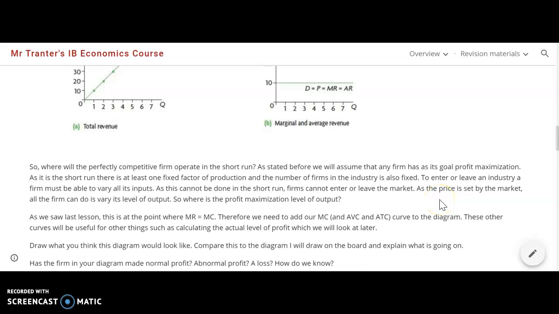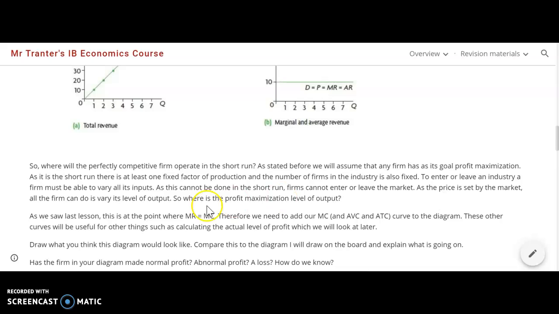As the price is set by the market, all the firm has to do is decide how much it is going to produce, what its level of output is. That decision is going to be based on profit maximization generally. We know that the point of profit maximization is where MR equals MC.